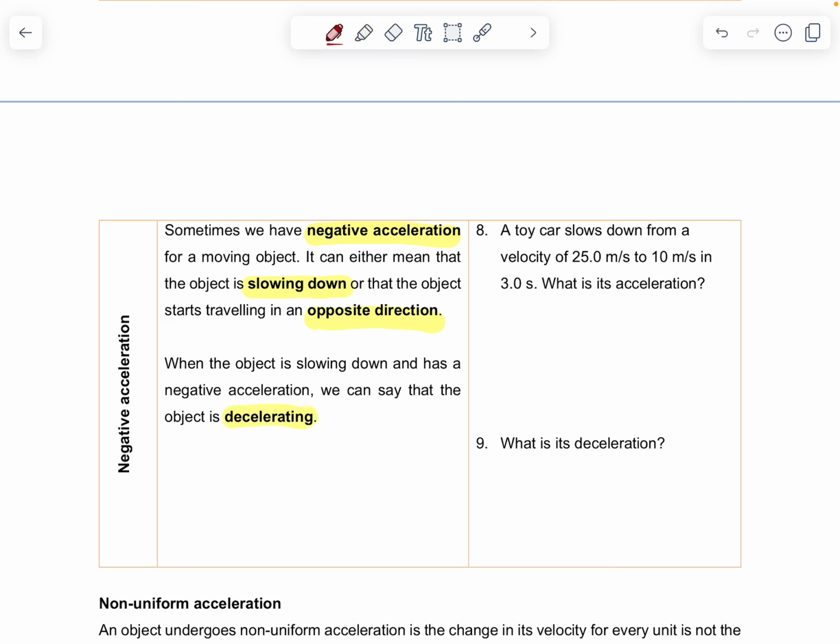So let's look at the toy which slows down from an initial velocity u to a velocity of 10 meters per second v in time t. What is its acceleration? a equals (v minus u) over t, equals (10 minus 25) over 3.5, which will give us an acceleration of minus 5.0 meters per second per second.